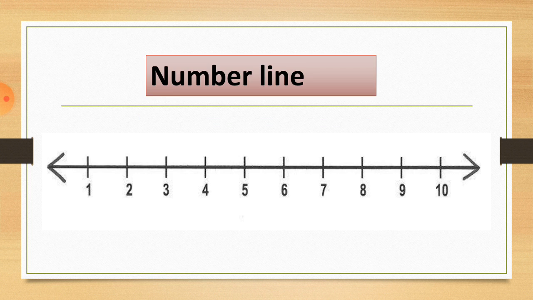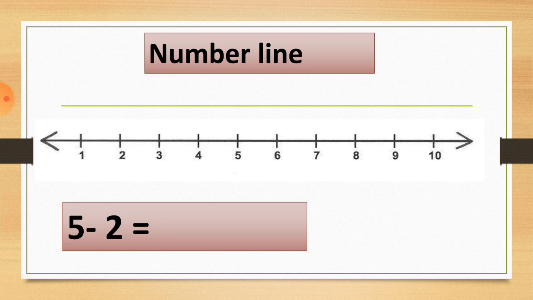In the first standard, you subtracted numbers using this number line. You can see here, this is the number line. You can see this arrow, and on this arrow some numbers are written: 1, 2, 3, 4, 5, 6, 7, 8, 9 and 10. My dear students, you already learned this number line, how to use it to subtract and add numbers. I'll show you how to use this number line to subtract numbers.